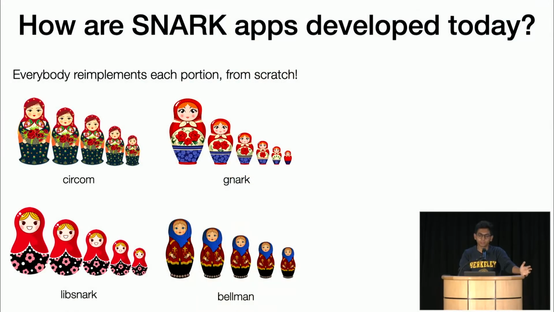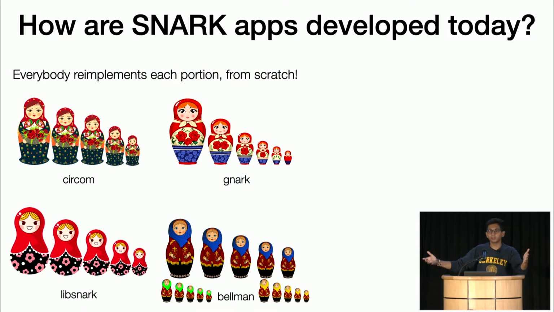And none of them have a joint, comprehensive implementation of everything that you would want, right? So things like Circom, gnark, libsnark, Bellman, and its ecosystem of forks, right? They all implement a variety of proving algorithms and elliptic curves and so on, and they're often subtly incompatible, or maybe not just subtly, just completely incompatible to reuse with each other.